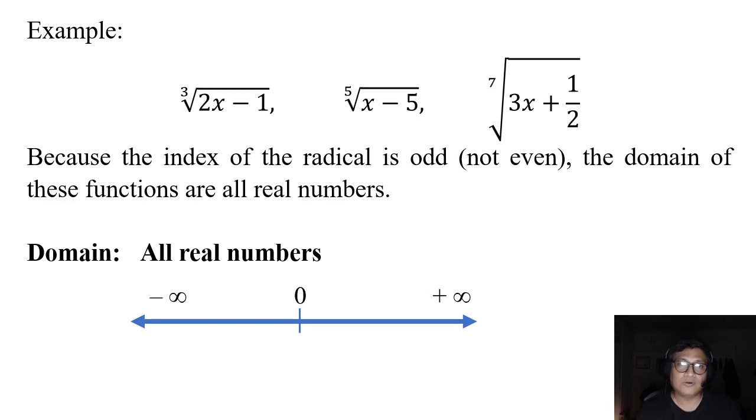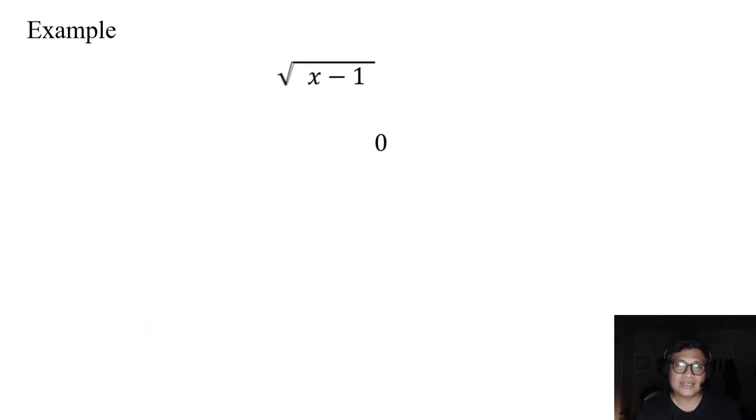Okay, so what if we have this? This is a square root. When the index is not indicated, class, it means it is a square root. This is actually the reverse operation of the square. So the square root of 4x minus 10. According to the rule, we are going to set 4x minus 10 greater than or equal to 0, then solve for the variable x.